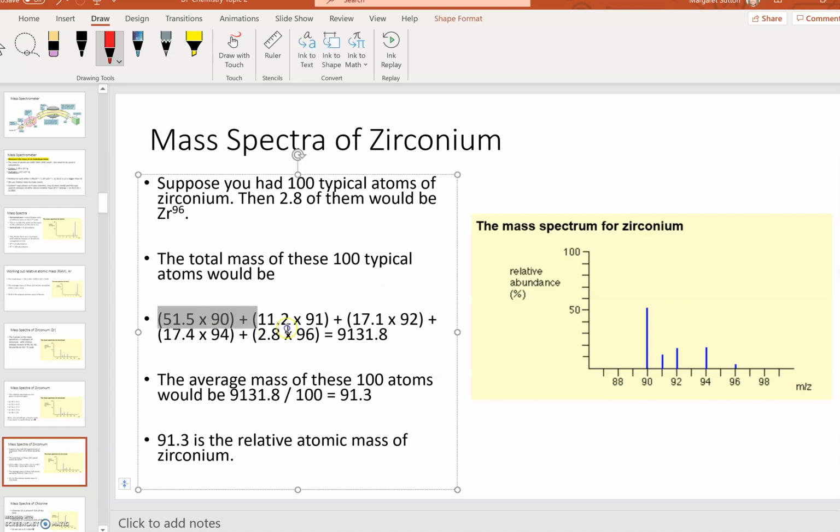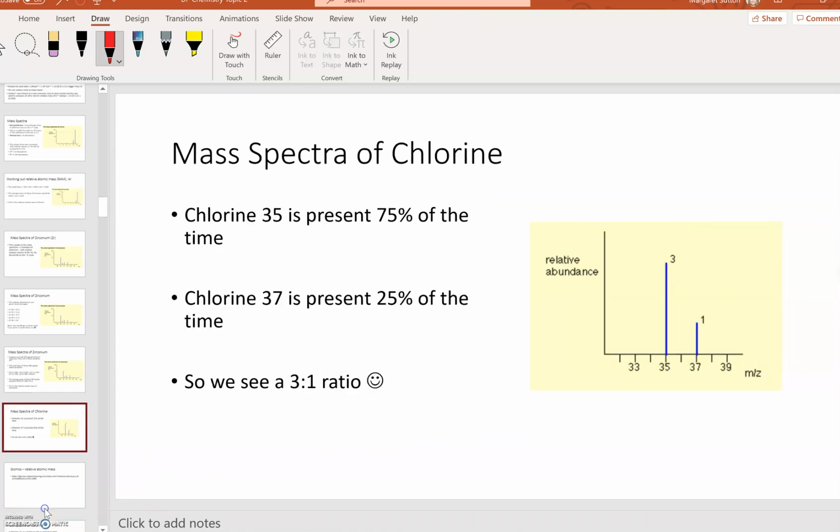The first step is to calculate the mass of all of those. So you do 90 times how many there are, 91 times how many there are, and so forth. And you end up with this figure here, 9131.8. So that's the mass of all of those isotopes. Now, because it's a percentage, it's out of 100, so we can say 100 atoms. If we divide that by 100, you get 91.3. And so the relative atomic mass of zirconium is 91.3, which is pretty cool.